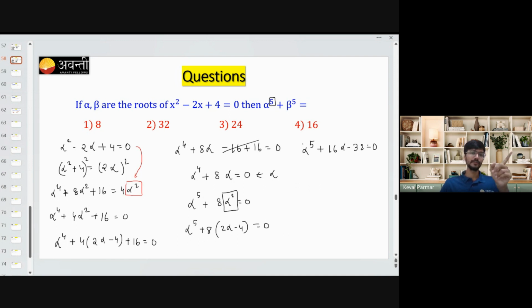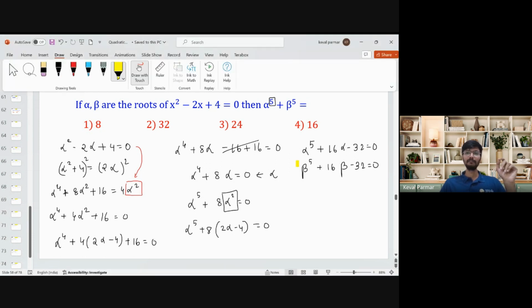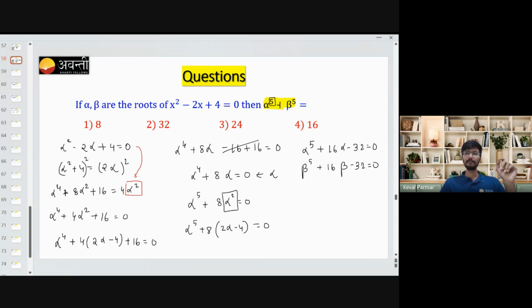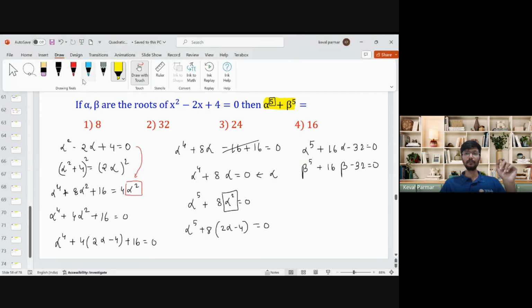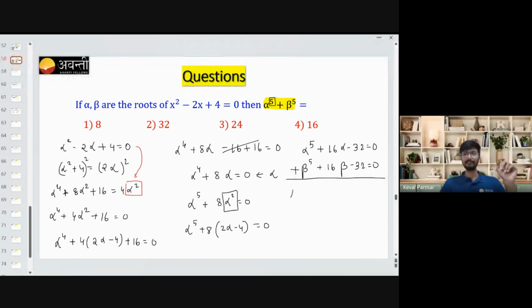Now the same process if we do with beta, what will we get? Beta raised to the power 5 plus 16 beta minus 32 equals to 0. Now please see here. What do we want, guys? We want alpha raised to the power 5 plus beta raised to the power 5. So we add them. If we add them, then we'll get alpha raised to the power 5 plus beta raised to the power 5. Here we can take 16 common, we'll get alpha plus beta. Here we'll get minus 64 equals to 0.